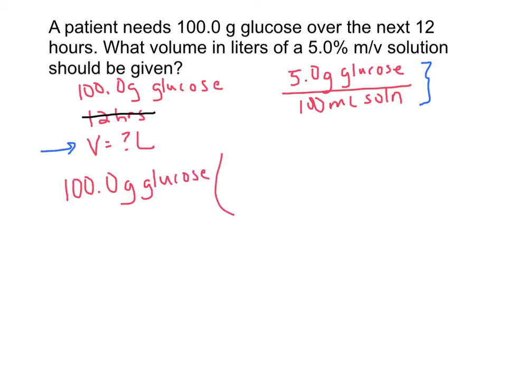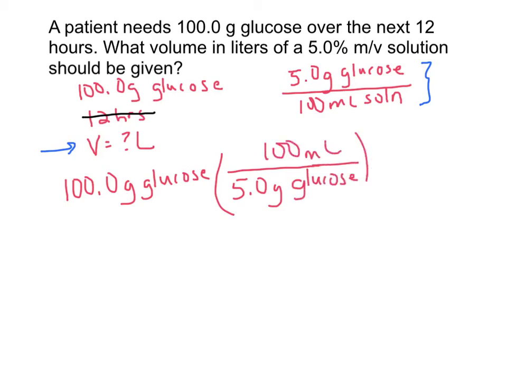Then I can use my percentage here that I was given, and I see that grams has to go on the bottom because I need grams to cancel out with grams here. So I have 5 grams of glucose in 100 milliliters, and I can't change this number. I've got to leave it as 100 because that relationship is true. Remember that whenever I put a conversion factor in like this, whatever's on the top and bottom must be equal to one another. So then I have my grams cancel with grams.